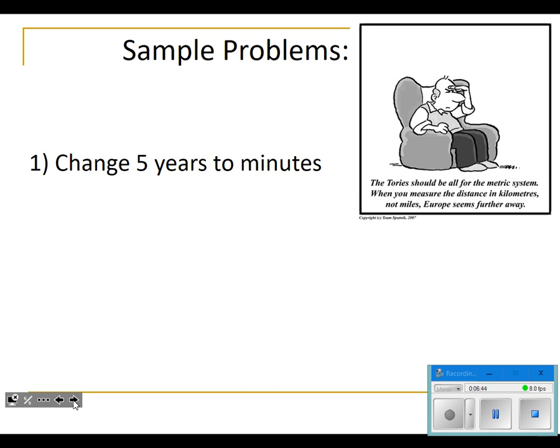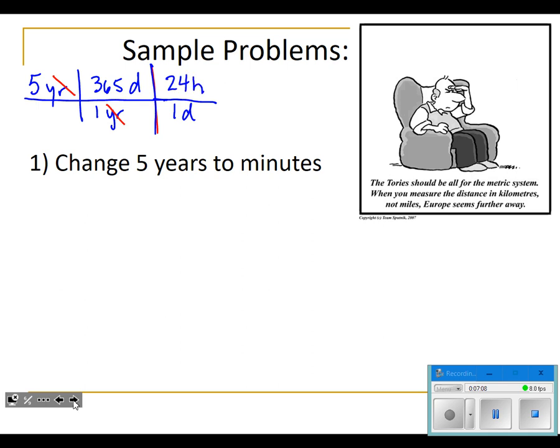Okay, so I want to start out with what I'm given. So 5 years, and then I do the T-chart thing. I don't need anything on the bottom, but for every 1 year, there's 365 days. So the year cancels out. And then for every 1 day, there's 24 hours. So the days cancel out. And then for every 1 hour, there's 60 minutes. So the hours cancel out.